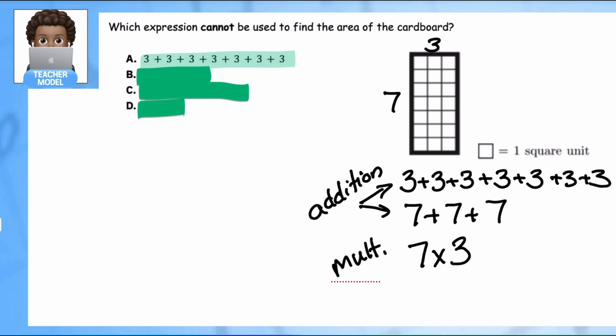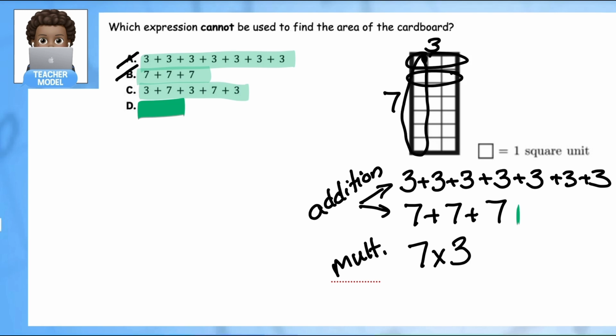And the first one has, let's see, how many 3s there? So it looks just like this over here. 1, 2, 3, 4, 5, 6, 7. Valid. So that one works. Our second one is repeatedly adding by 7s, 3 groups of 7, just like we had here. So that one is also true. So we're looking for the one that cannot be true. Ooh, 3 plus 7 plus 3 plus 7 plus 3. Yeah, this one doesn't work because I'm just randomly adding. That's like saying adding 3 and then adding 7 and then adding 3 and 7. That does not work. So this one cannot be used.